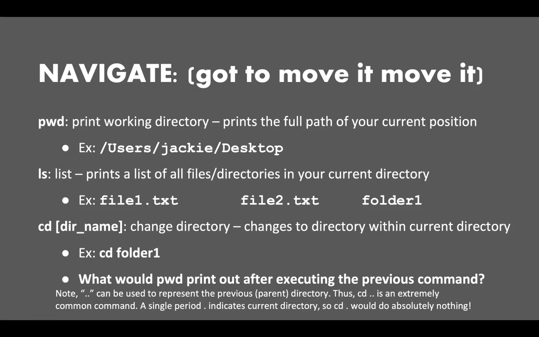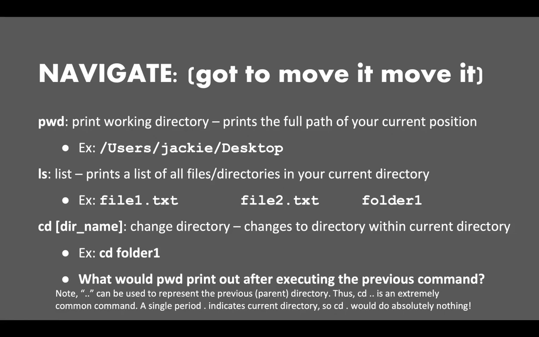The slashes just indicate subdirectories. So under users, there's another directory called Jackie, and then under Jackie, there's another directory called desktop. For Windows, you might see it printed a little bit different. I think it has backward slashes instead, and there's a C drive prepended to it. But that's the basic concept of PWD, just printing the current folder or directory that you're in.